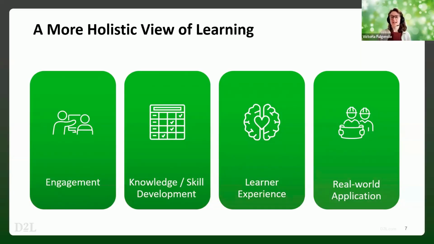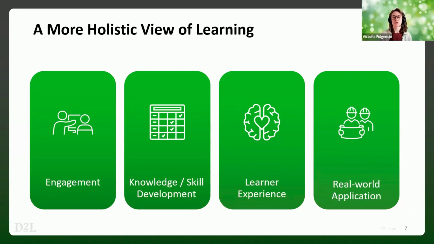So to really understand a learning impact, organizations often look at multiple dimensions of learning effectiveness. On the screen, you can see 4 key areas that are especially valuable to evaluate. We have engagement. Are learners actively participating in your course, or are they just clicking through until the end? We have knowledge or skill development. Are they actually mastering the concepts that are being taught? Learner experience. Did they find the training helpful or even relevant? And then that real-world application or that skill transfer. Can they apply what they've learned to a real-world situation?